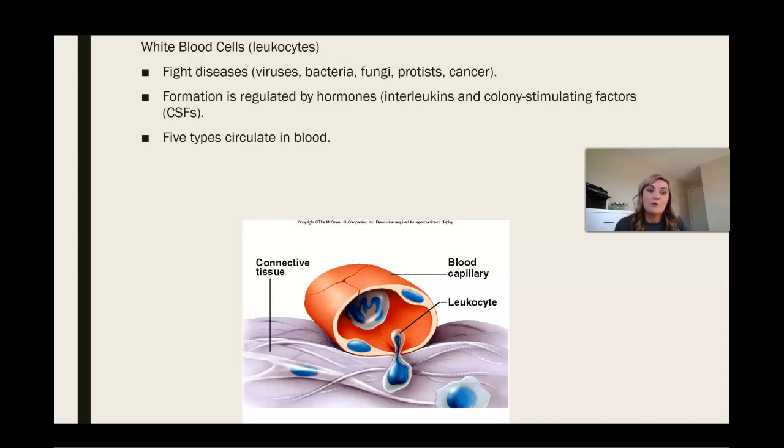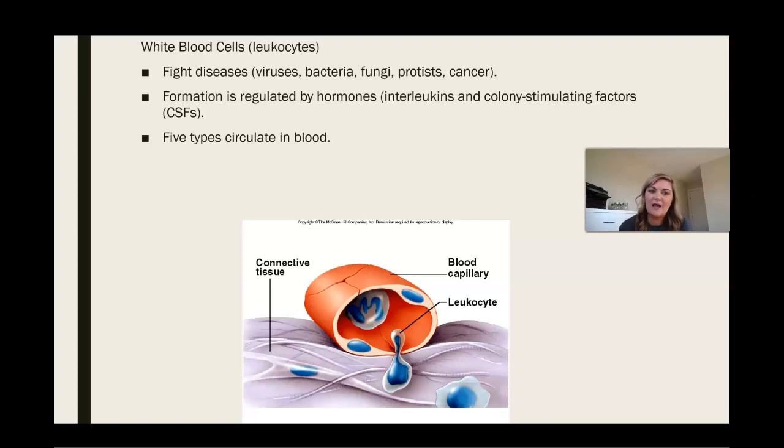Okay. Formation is going to be regulated for these white blood cells by certain hormones. So we have what's referred to as interleukins and colony stimulating factors, or CSFs is how they're abbreviated. So these things are actually going to help them form and mature into specific types of white blood cells. You're going to have 5 total types that we're going to discuss that circulate in your blood.